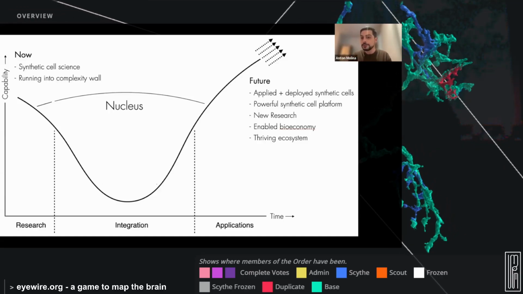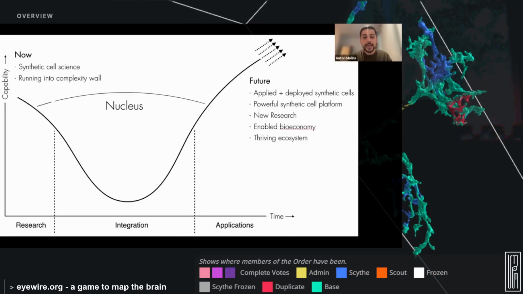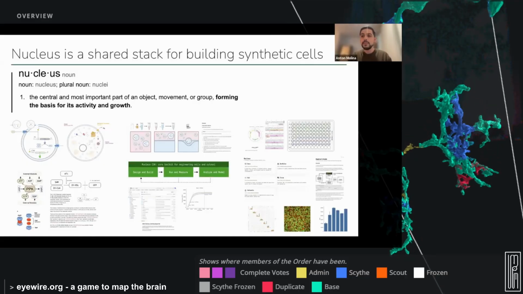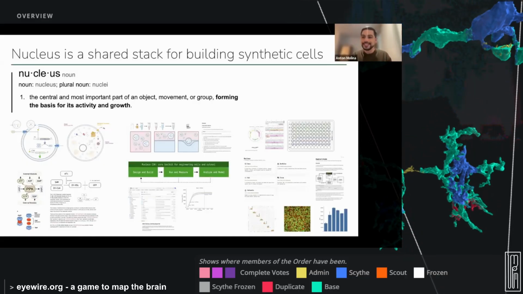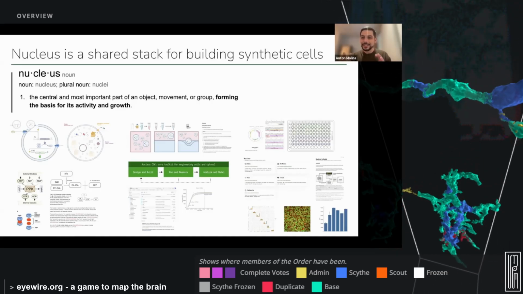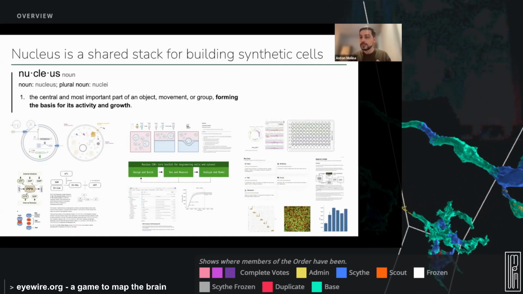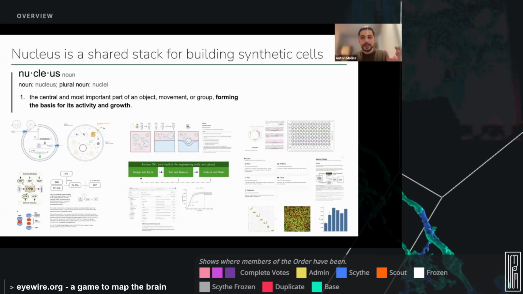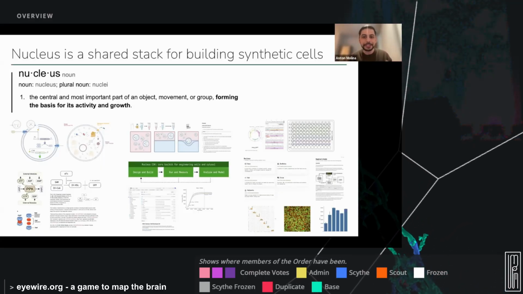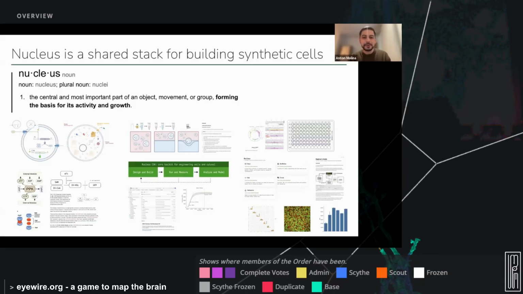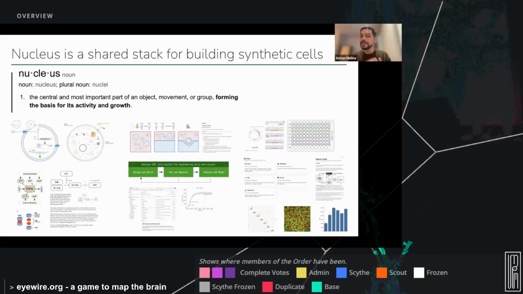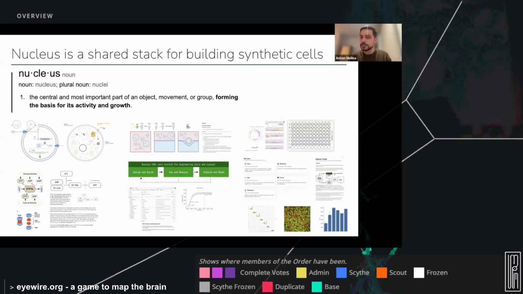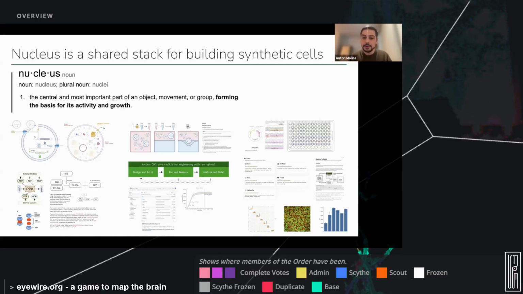And so, sort of our solution for that is what we call Nucleus. And again, in the talk last month, my colleague introduced Nucleus, and it's sort of this collection of tools that are geared for building synthetic cells. The name kind of comes from this biological inspiration, right? It's the central and most important part of an object, and kind of forms the basis for its activity and growth. And I think for this community, hopefully this infrastructure and set of tools can kind of fill that role.